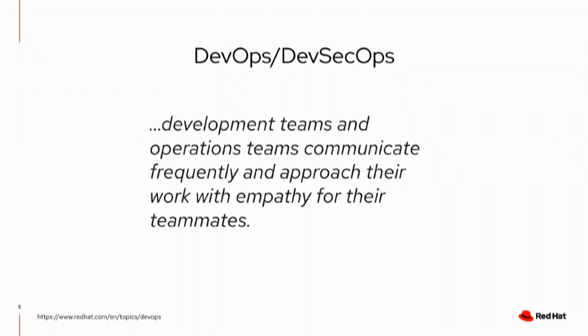I'm going to read to you the Red Hat definition, mainly because I really like it a lot. DevSecOps describes approaches to speeding up the processes by which an idea, like a new software feature, a request for enhancement, or a bug fix, goes from development to deployment in a production environment where it can provide value to the user. These approaches require that development teams and operations teams communicate frequently and approach their work with empathy for their teammates. So I really love that. My favorite part of that quote is the empathy part. Really trying to understand the world through your teammates' eyes and walk a day in their shoes.